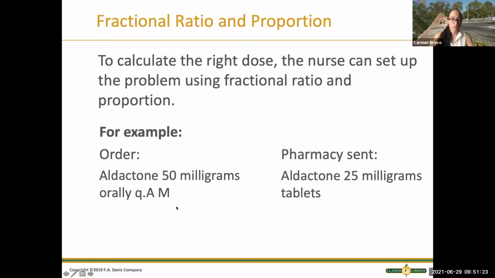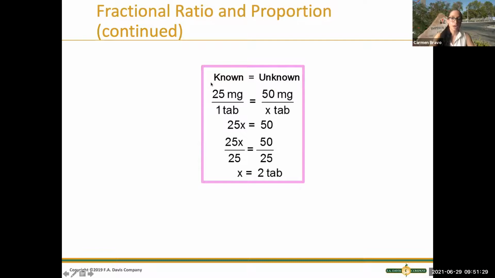It's the same order, 50 milligrams, and then what was sent by the pharmacy. We have color coded it so that you can see that it's different. Normally the setup is pretty similar, the known and the unknown, but the setup goes in a fractional ratio. You set it up as 25 milligrams in one tablet, and then the unknown. Notice that both are milligrams, so they are in the same unit. So what you're going to do is cross multiply: 25 times X, and then 50 times 1, which is 50. Then you solve for X, which leaves you with two tablets as well.